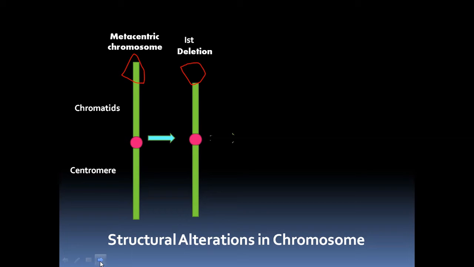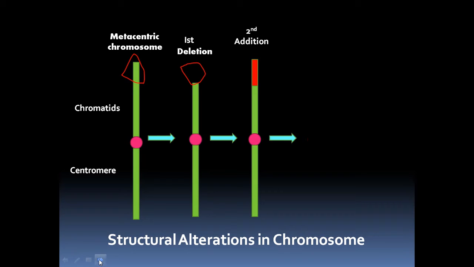Now similarly, we have another type of structural alteration in chromosome that we call the addition. Now in the addition, what happens is that a chromosomal part from some other chromosome may get attached to either of the ends, and we have an additional chromosomal part getting adhered to our chromosome of interest. So we say that it's a kind of an addition. That's why this structural alteration is called the addition.